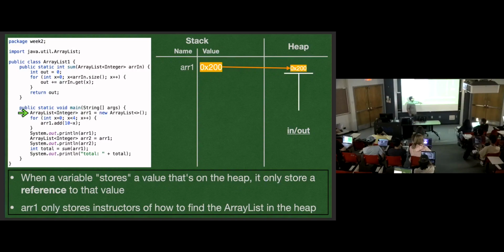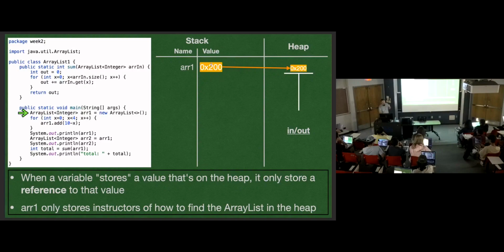So what's actually stored in our variable, when we have a variable type ArrayList in this case, of any class type, is not the object itself. R1 does not store an ArrayList, which may seem like a subtle distinction, but it's a very important distinction. R1 stores a reference to an ArrayList. That reference is the memory address of where we can find that ArrayList in memory.